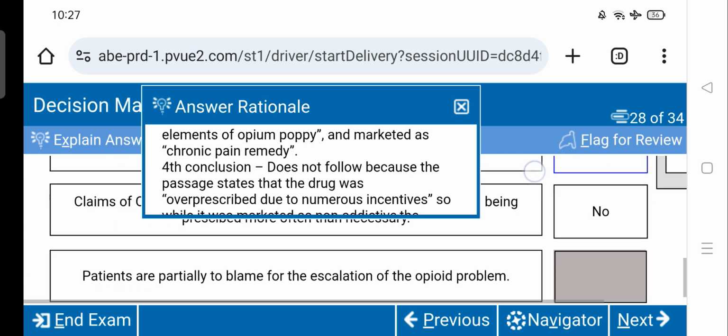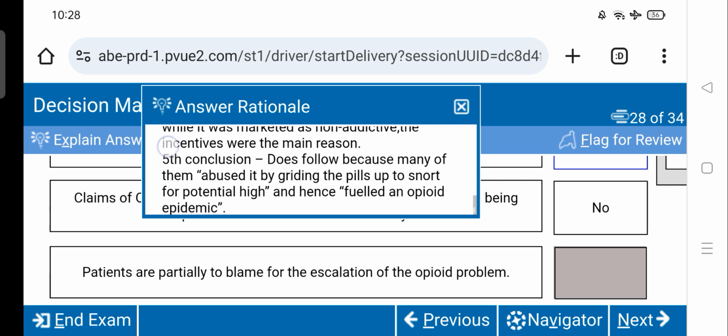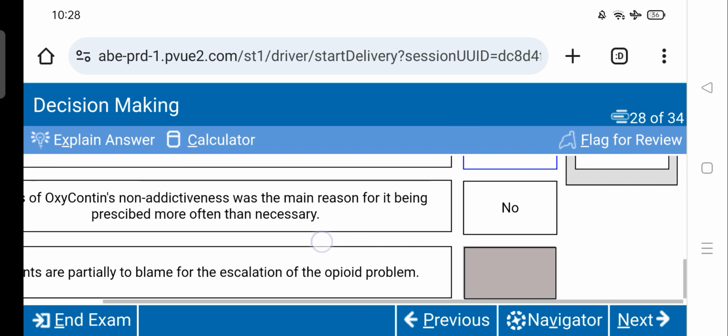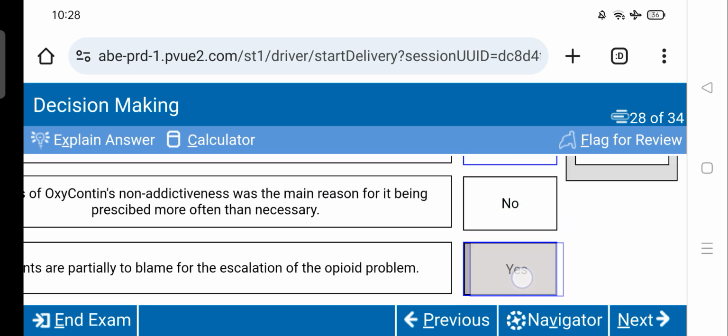And the fifth conclusion says patients are partially to blame for the escalation of the opioid problem. It does follow because many of them abused it by grinding the pills up to snort for a potent high and hence fueled an opioid epidemic. So this one does follow the statement from the question. So that's why we will drag a yes and drop it here in front of this question.